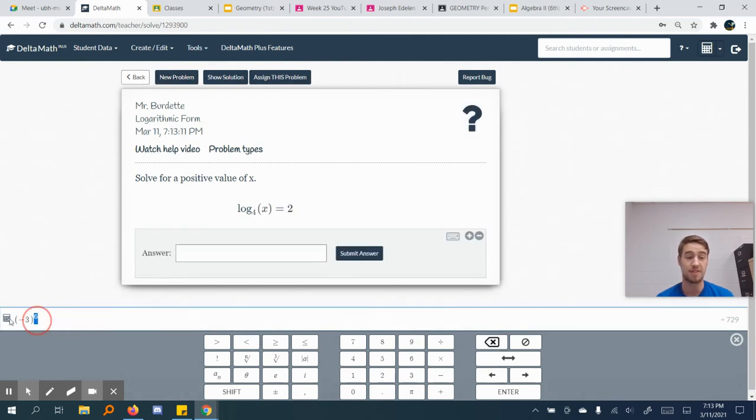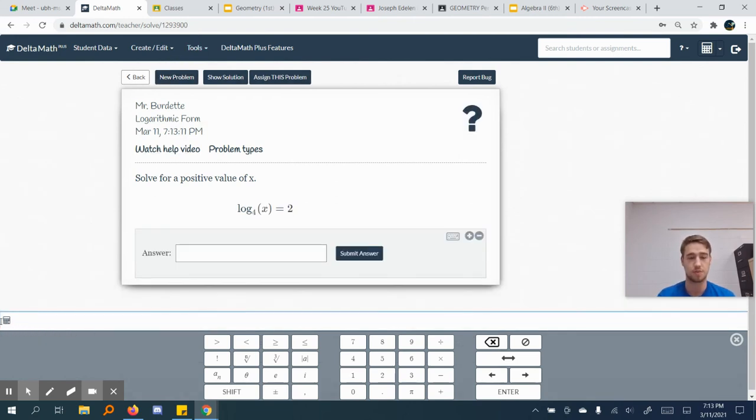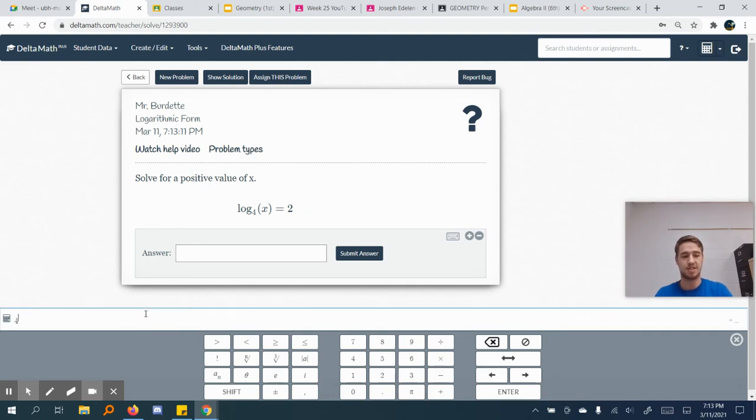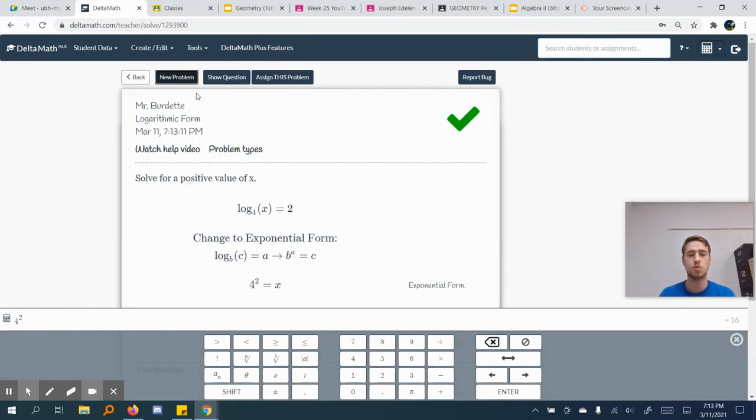Log base 4 of x equals 2. So right here, the log gives you the exponent, meaning if it's missing inside the parentheses, you raise 4 to the 2nd power, and we get 16. Log base 4 of 16 is 2. We'll do one or two more of these just to continue.